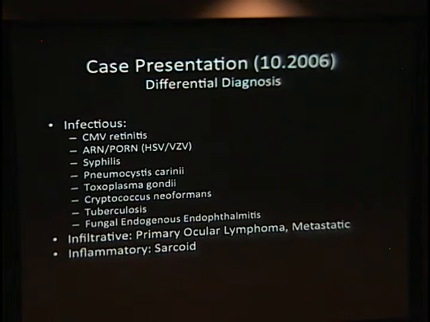This patient has HIV. He's immunocompromised. His CD4 count is very low. So infection is really high on the list in those patients. You also have some infiltrative and inflammatory diseases that could present like this. But we're really thinking about a lot of these infectious things that could be happening to this patient.